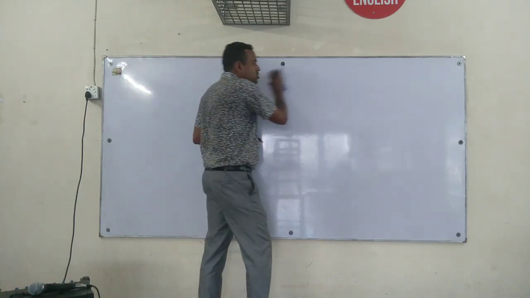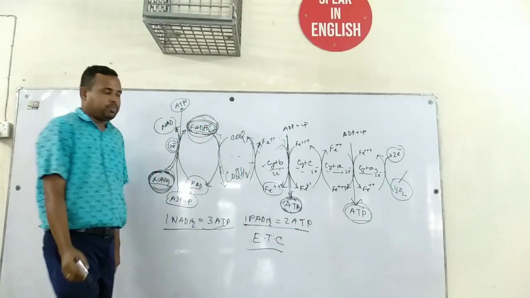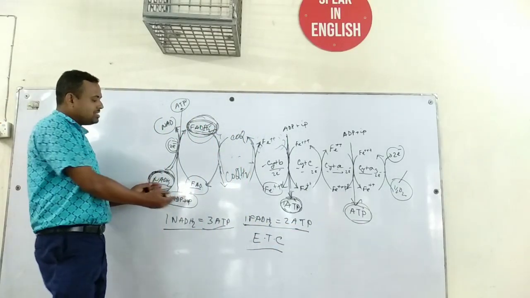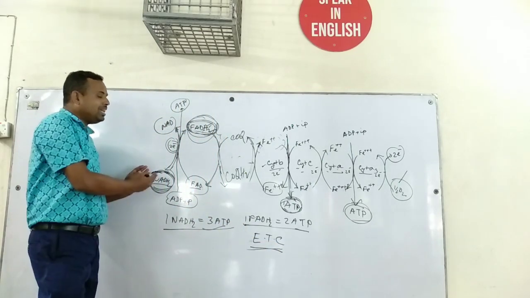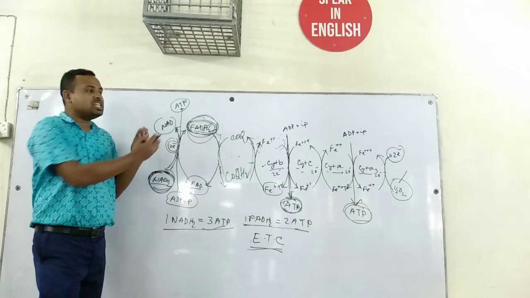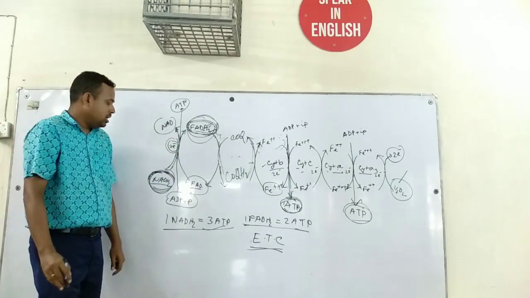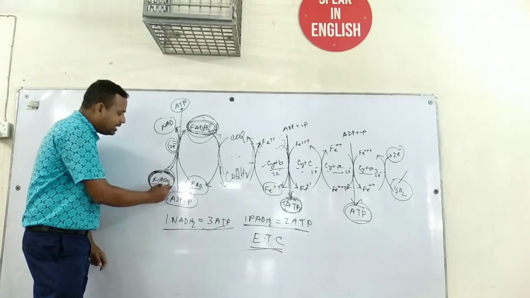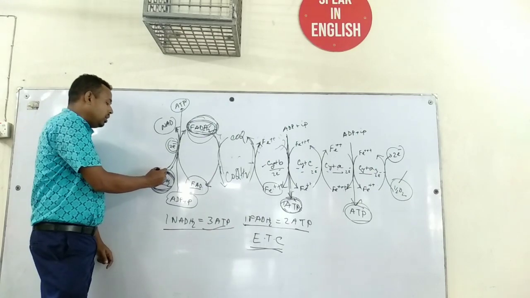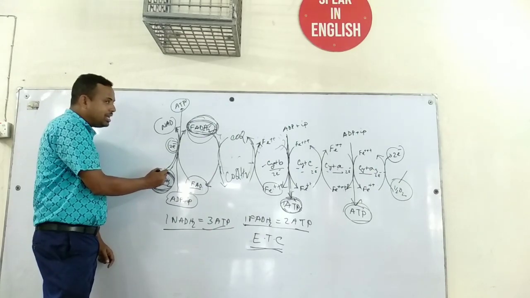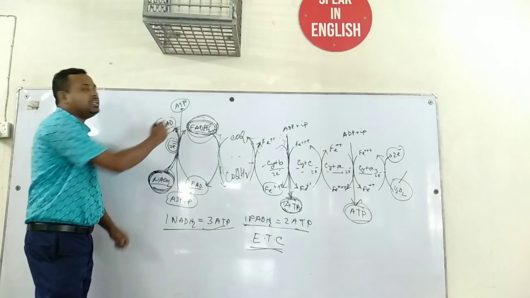So I will first draw the electron transport chain. Why electron, why transport, and what is the chain? You see, this is a chain-like structure. From 1 NADH2, the reduced NADH2 is converted to non-reduced NAD.